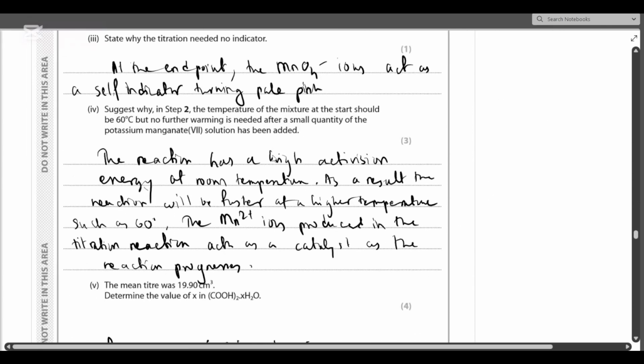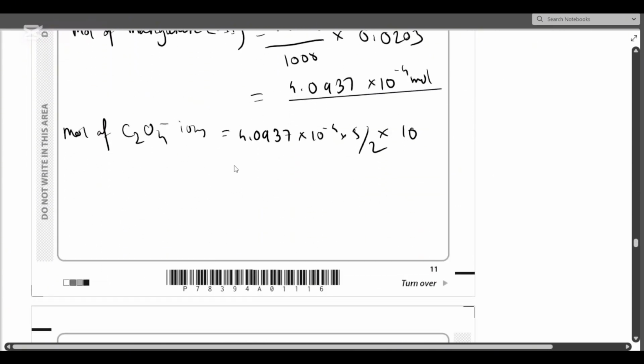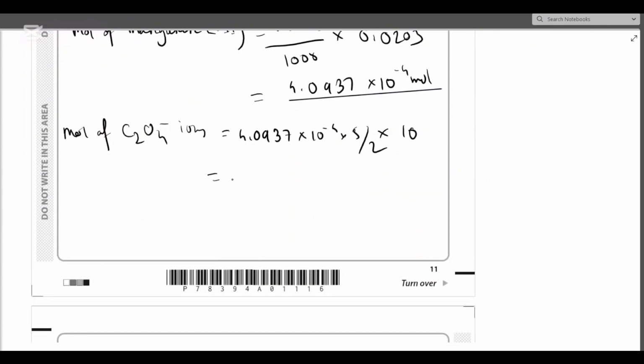Moving on, if we do that, so if you multiply by 10, we'll be able to get the value, which is about 1.0093 times 10 to the power minus 2 mole. So this is the mole of C2O4 minus.